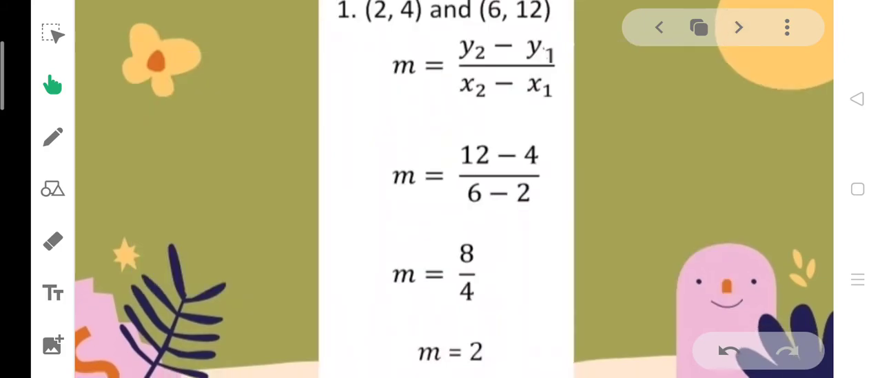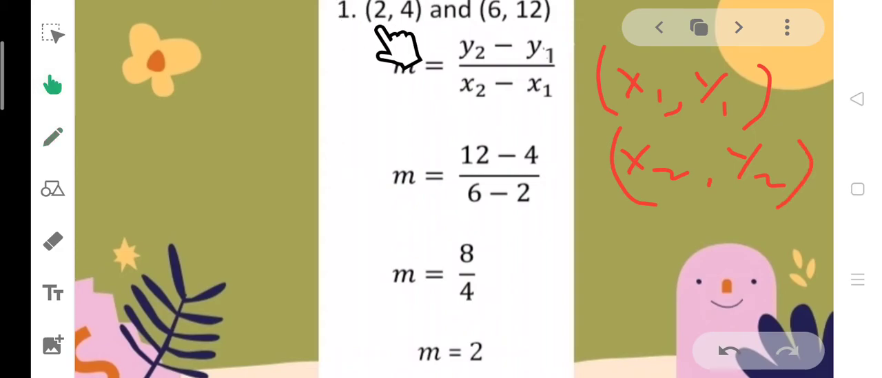For example, we have this one. The line passes through the points with coordinates (2, 4) and (6, 12). Okay, remember this is our (x, y). But since there are 2 points, we are going to name the first point x sub 1, y sub 1. And for the second point, we have x sub 2, y sub 2. Okay. So, this is x sub 1, y sub 1, and x sub 2, y sub 2.